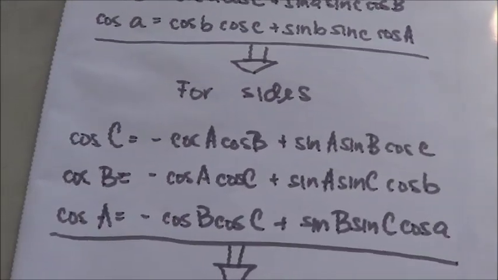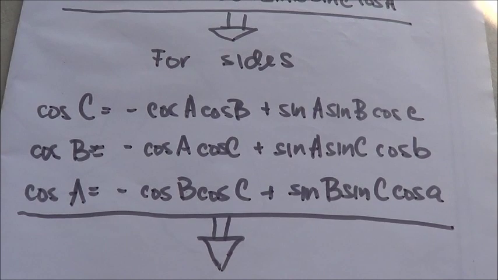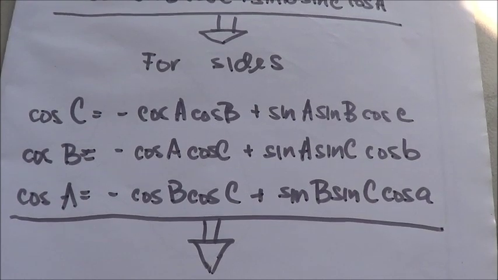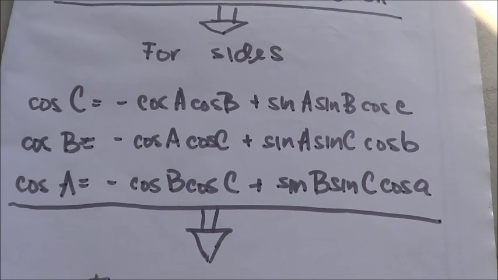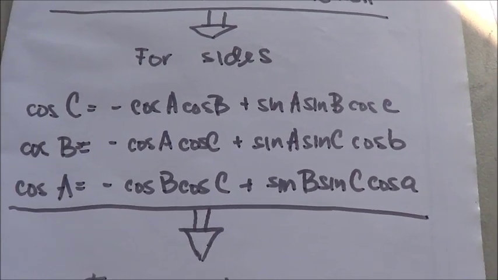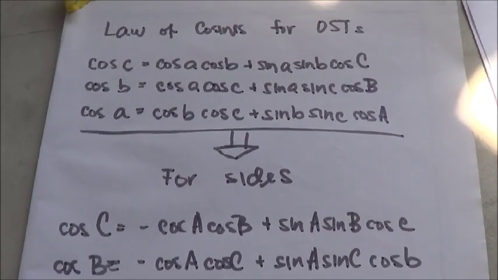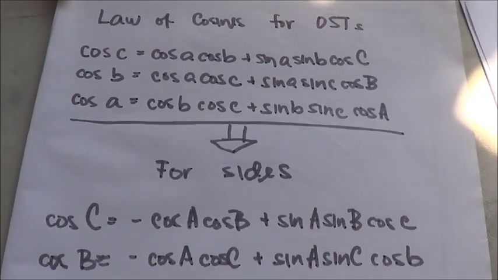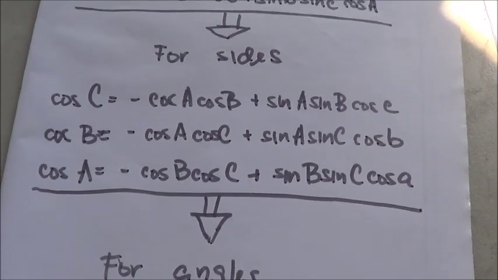For the angles, these are the formulas. Cosine uppercase C is equal to negative cosine a cosine b plus sine a sine b cosine c, and cosine uppercase B is equal to negative cosine a cosine c plus sine a sine c cosine b. Cosine uppercase A is equal to negative cosine b cosine c plus sine b sine c cosine a. These are for the angles. Actually, the only hard part with this topic is that you have to memorize a lot of formulas. Other than that, it's pretty easy because you just plug in the values, as you will see in the following examples.